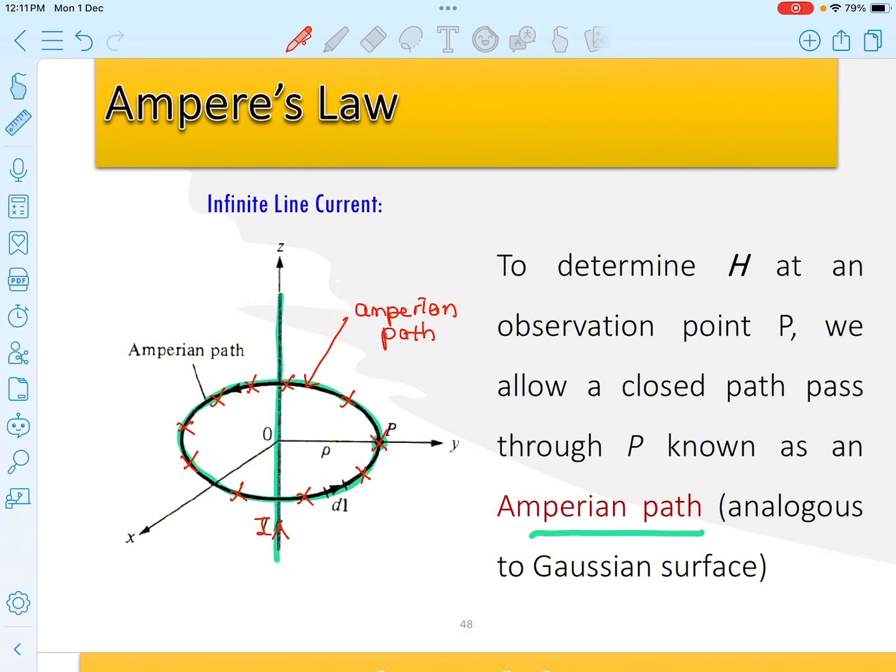This Amperian path is quite similar to the Gaussian surface that we drew in chapter 1, electrostatics, before, when we wanted to find the electric field at one position. But in Ampere's law, it is not a Gaussian surface. We call it an Amperian path.